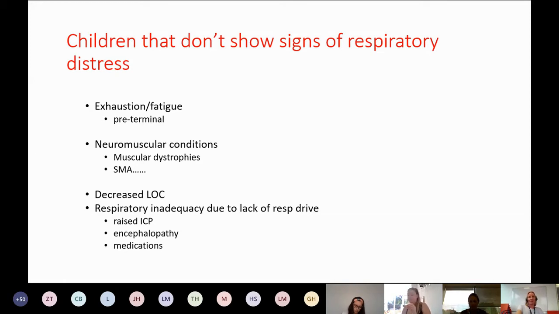Okay, so what we've highlighted there is that the children that can't show those initial signs of respiratory distress, that aren't able to demonstrate that work of breathing because they don't have the muscles to do so, or because their level of consciousness is decreased, they just highlight the need for the thorough examination of the effectiveness of their breathing, which is what we're going to talk about next.